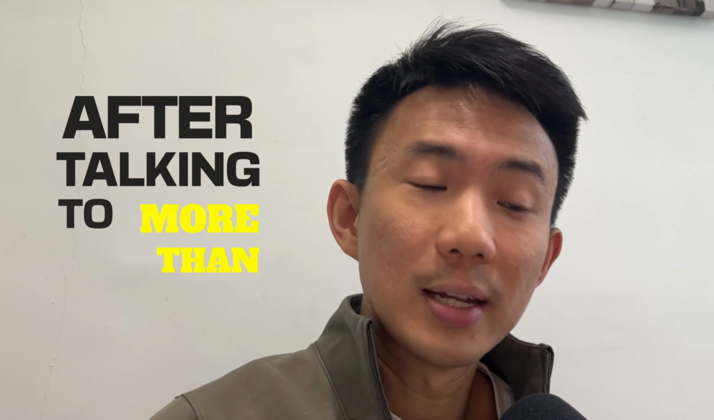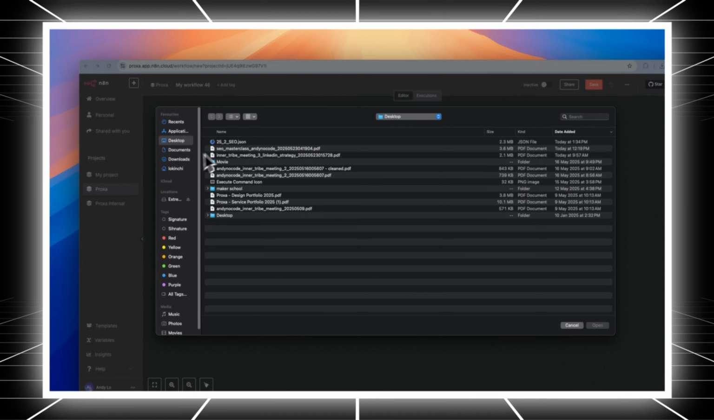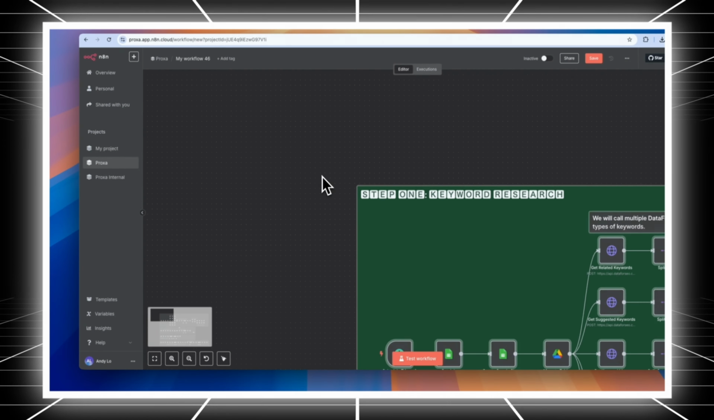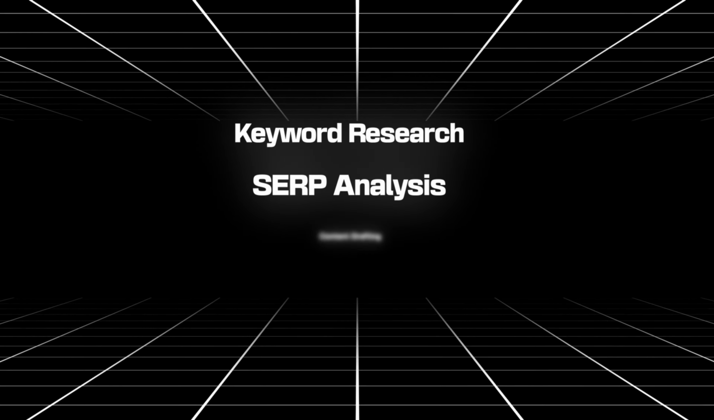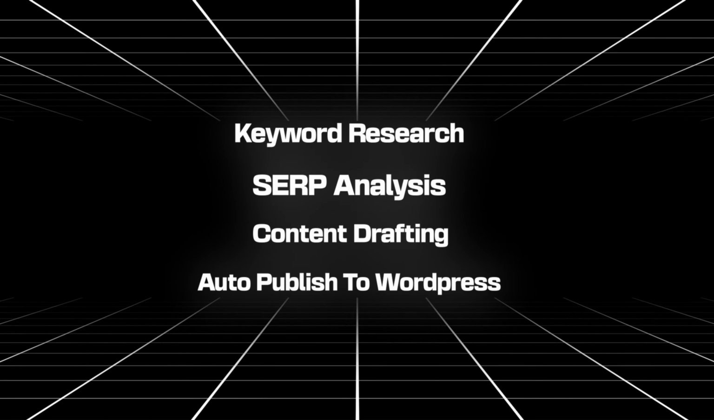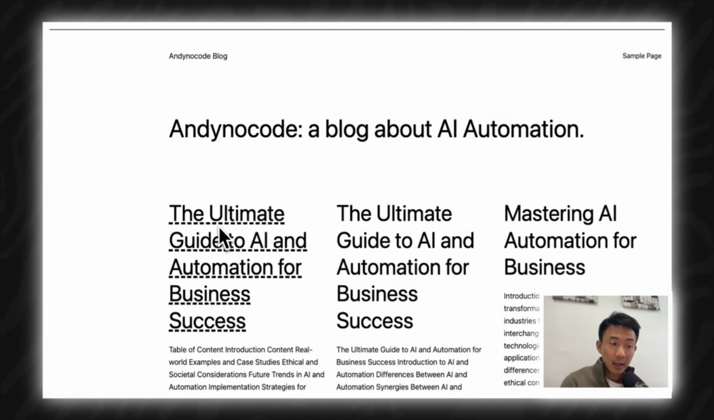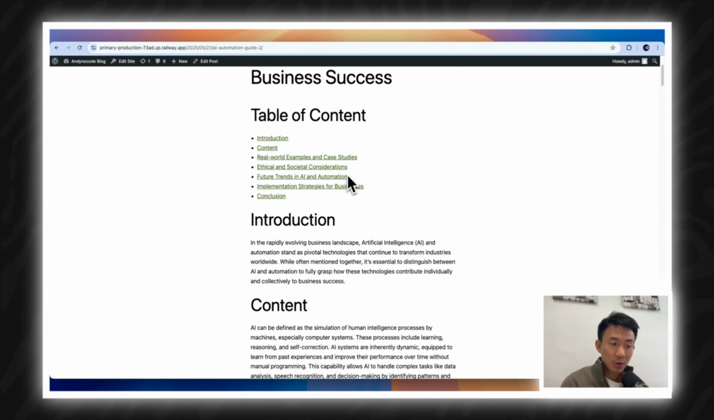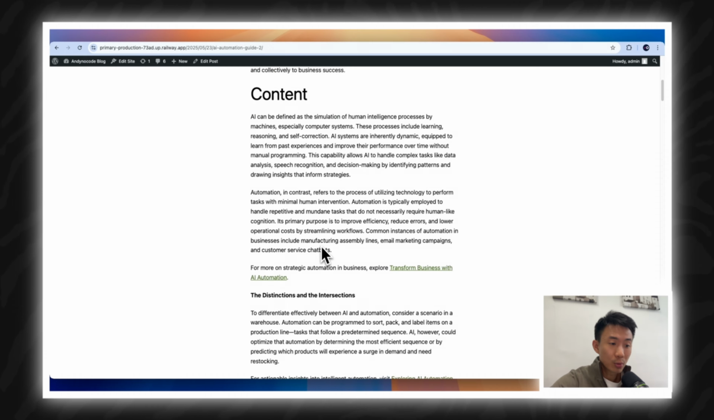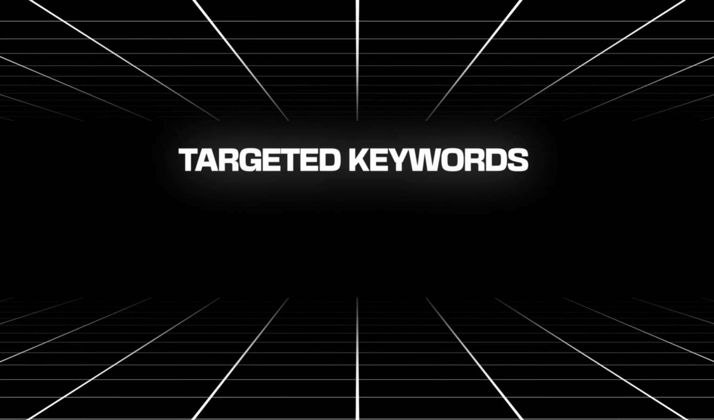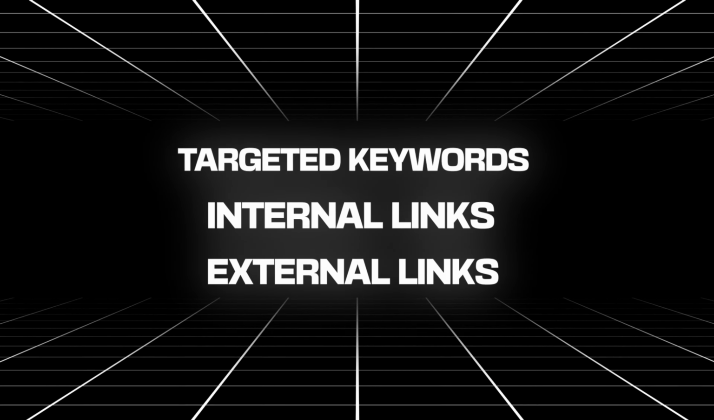After talking to more than 10 SEO experts, I just built an advanced, ready-to-sell SEO automation system using n8n, and it automates keyword research, SERP analysis, content drafting, and auto-publish to WordPress. And it can generate blog posts like these. It's well structured with the content table, intro, relevant content with targeted keywords, internal links, external links, etc.